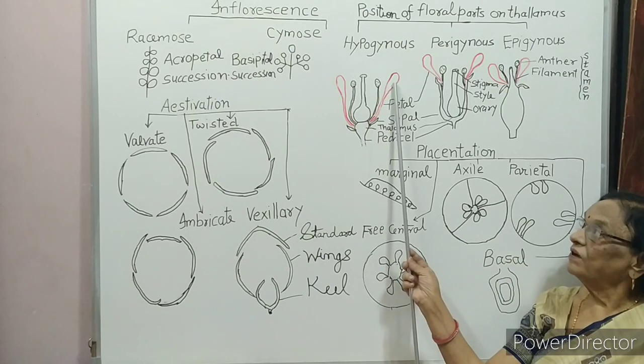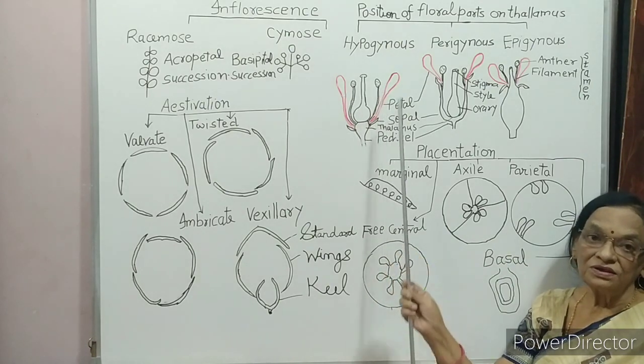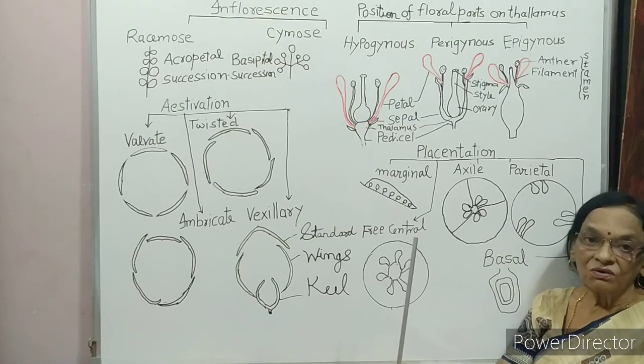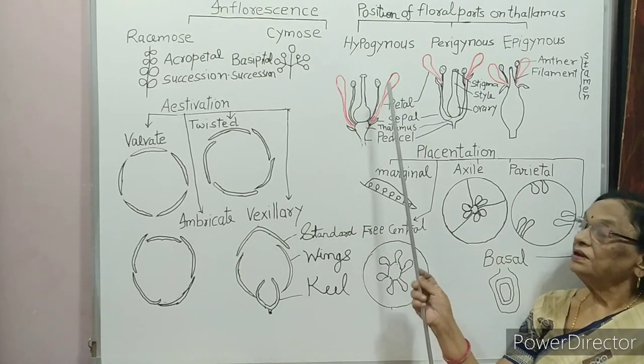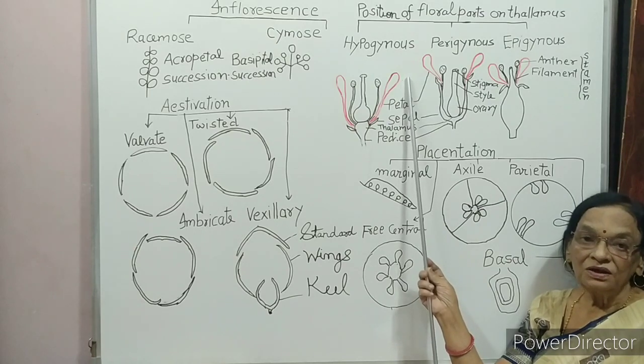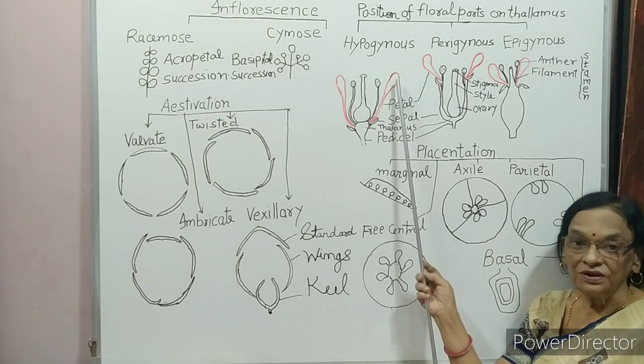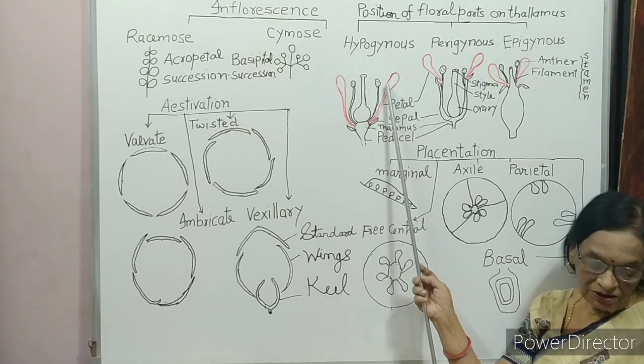Petal. One unit is called petal. Collectively, it is called corolla. Again, corolla, if united, is called gamopetalous, and if they are free, it is called polypetalous.